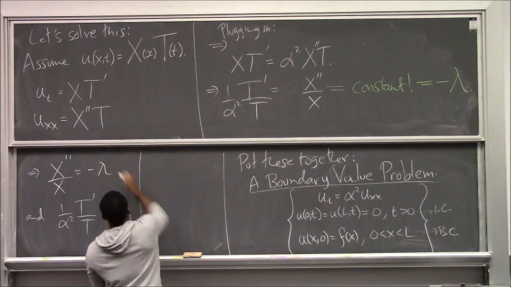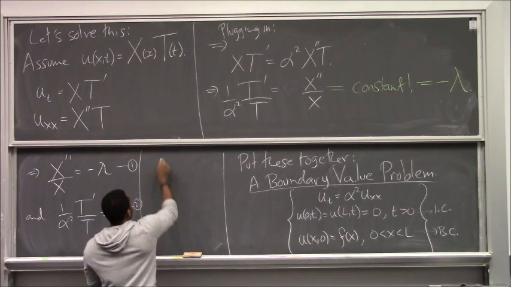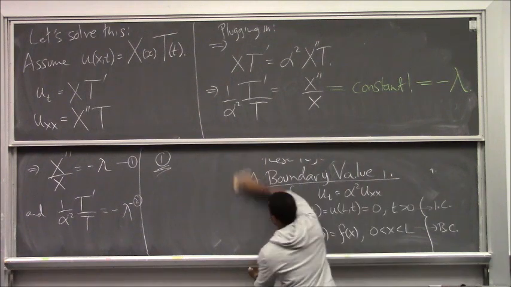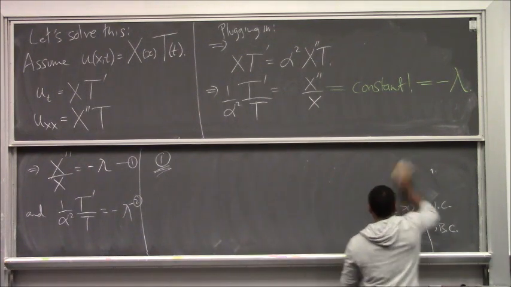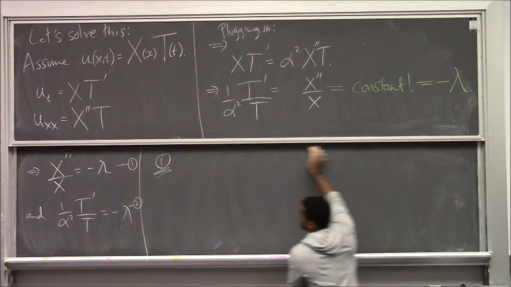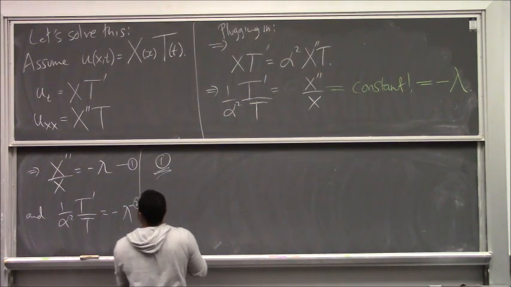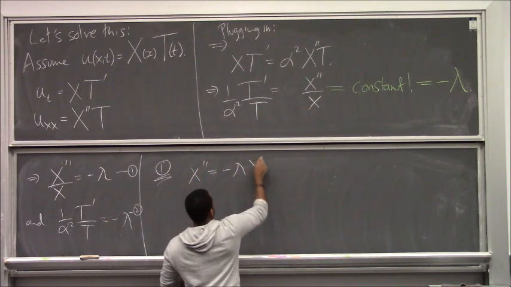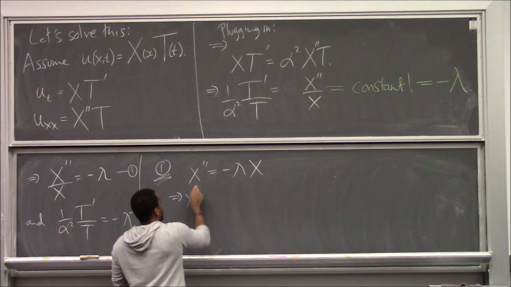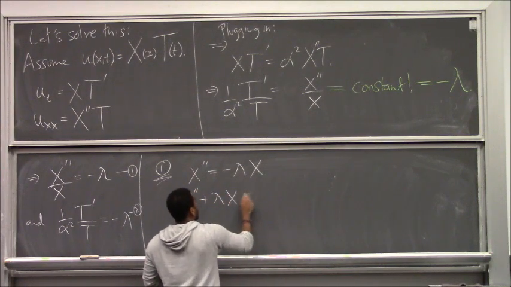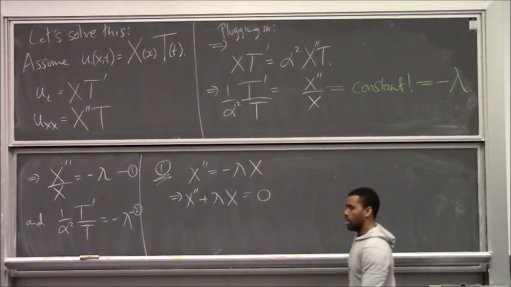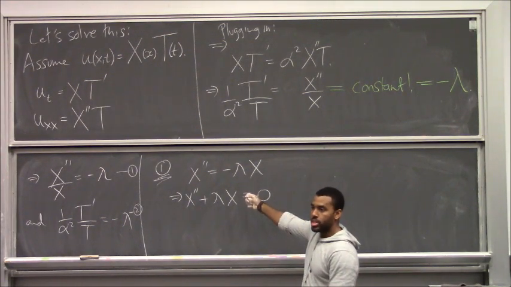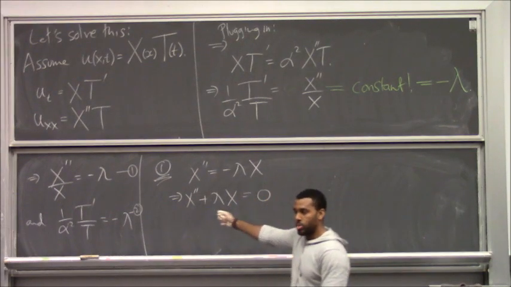Now, call this equation 1 and this equation 2. Let's deal with equation 1. I can rewrite this equation. I can multiply both sides by X, and then I can have that. Hey, you remember that, right? That's the Sturm-Liouville problem that we considered at the end of last class when we solved it.